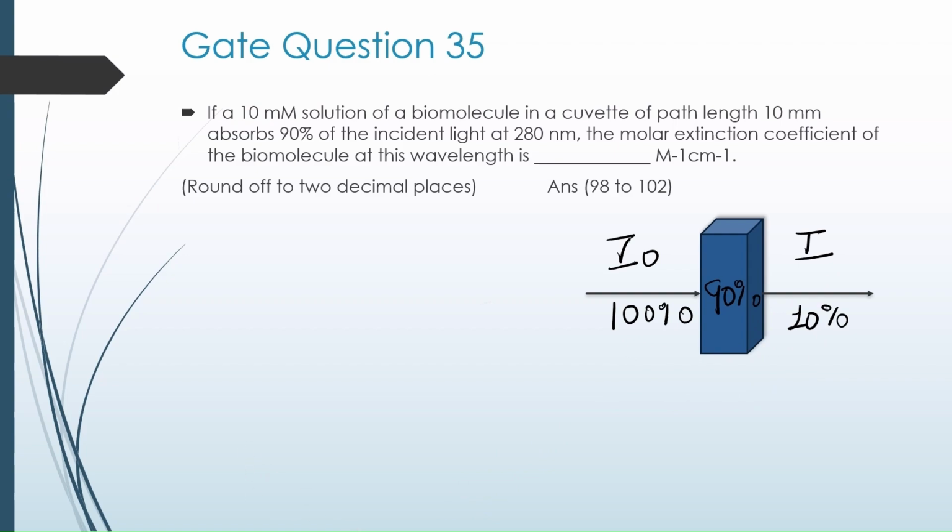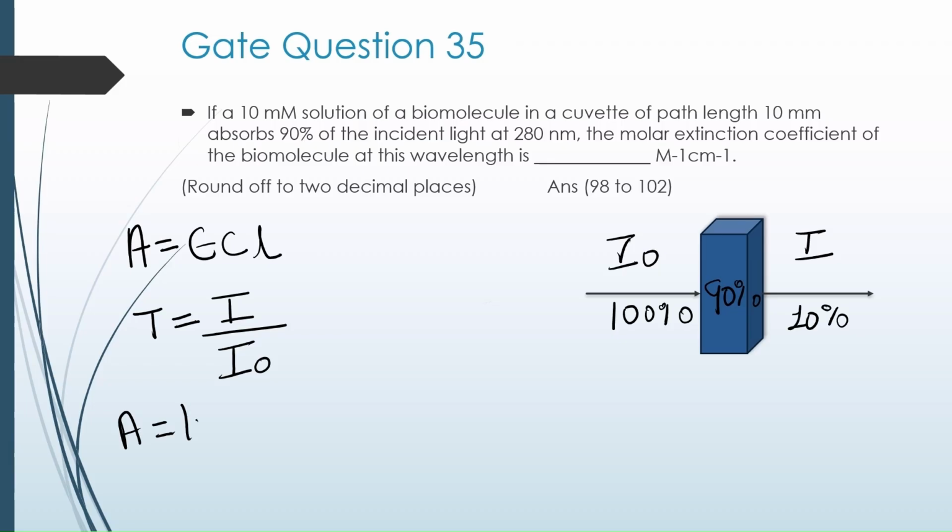To solve this question, we should use three formulas. First is the Beer Lambert's law formula, that is absorbance is equal to molar extinction coefficient multiplied by concentration multiplied by optical path length. Second equation is transmittance, that is transmittance is equal to transmitted light divided by incident light. And the third is absorbance is equal to log of 1 upon transmittance.